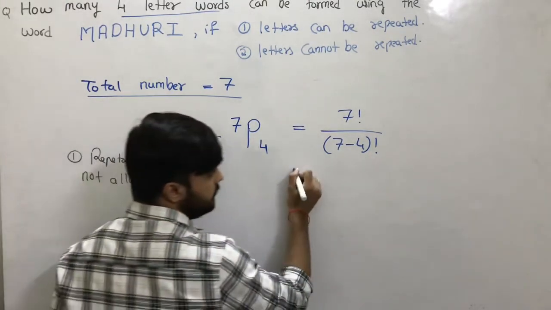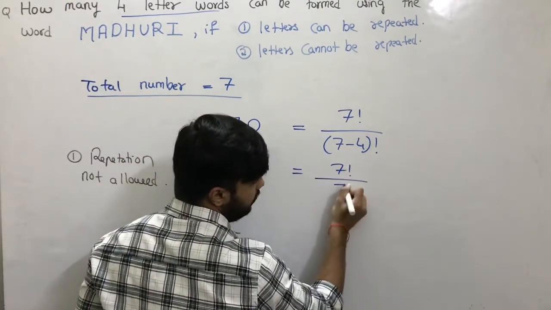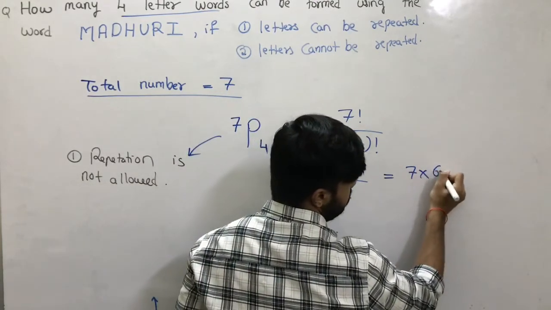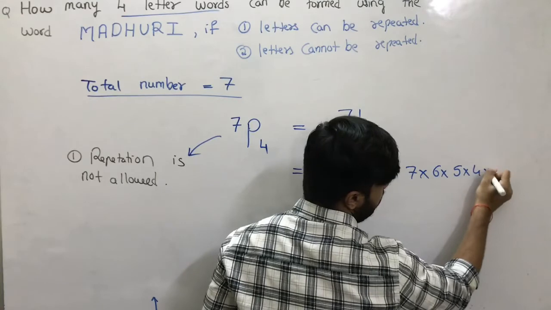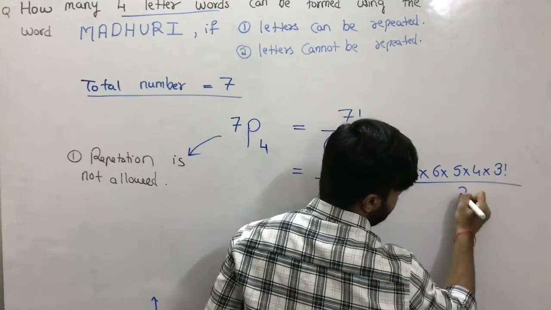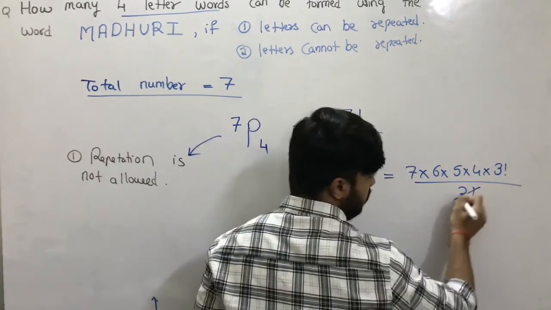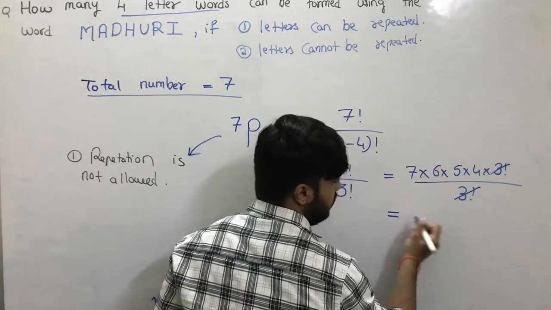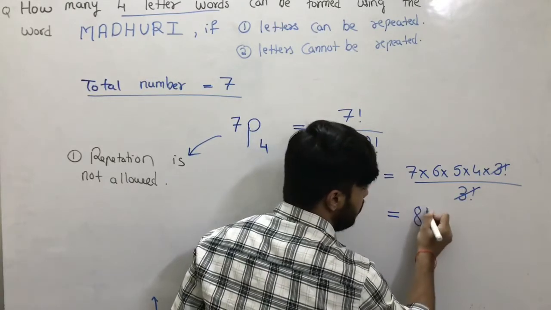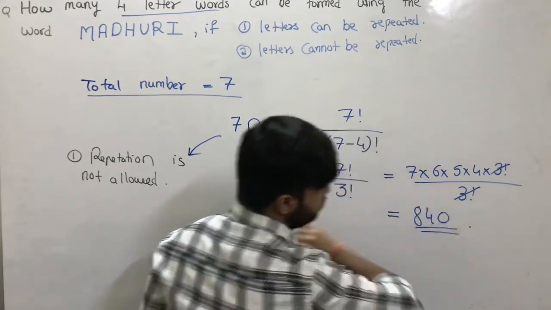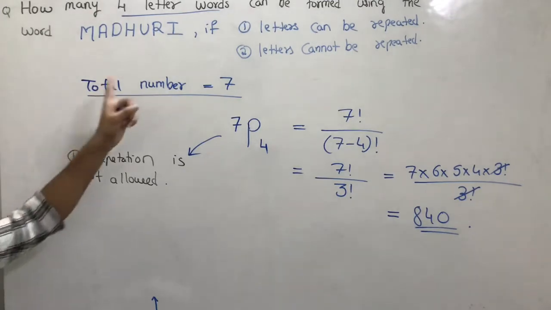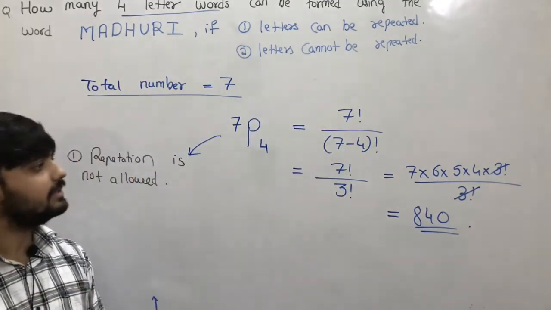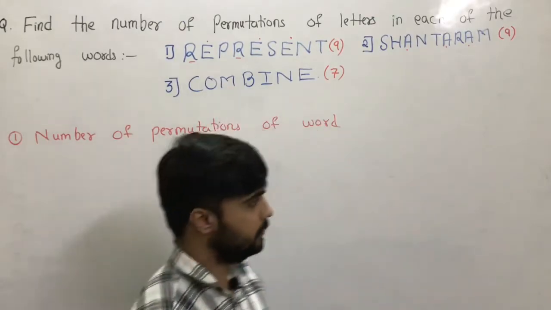Now you just have to solve this. So it is 7 factorial upon 3 factorial. We can write this as 7 into 6 into 5 into 4 into 3 factorial by 3 factorial. So this 3 factorial gets cancelled out, and after solving this, your answer will be 840. So when letters cannot be repeated, your answer is 840. Okay, so our next question is as follows.